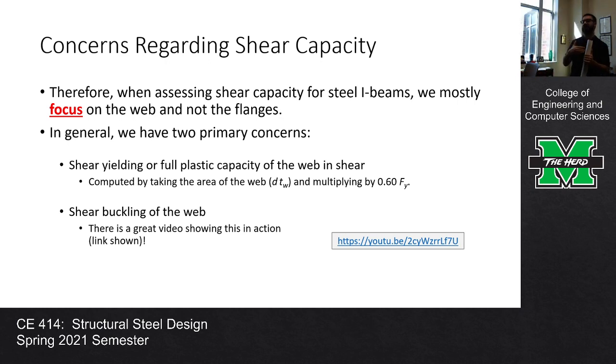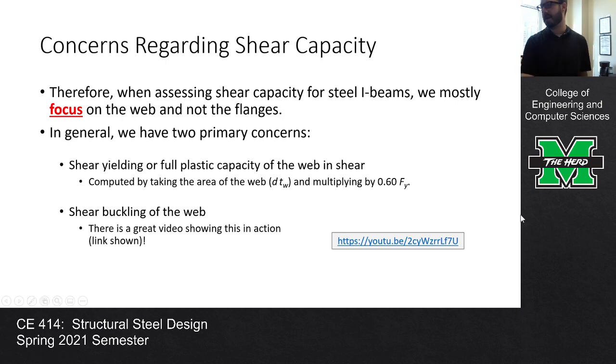We either have shear yielding, which is just taking the entire web, so the area of the web, D times tw, and having it reach its maximum stress, which is the yield stress multiplied by 0.6. There's that von Mises 0.6 popping its head up again. The other item is what's called shear buckling. Shear buckling tends to be a phenomenon whenever you're dealing with plate girders.